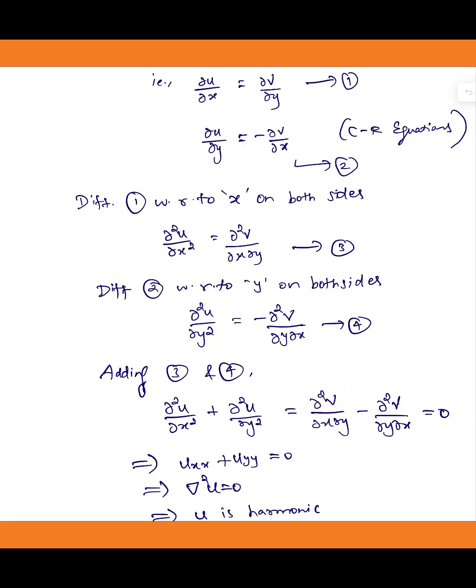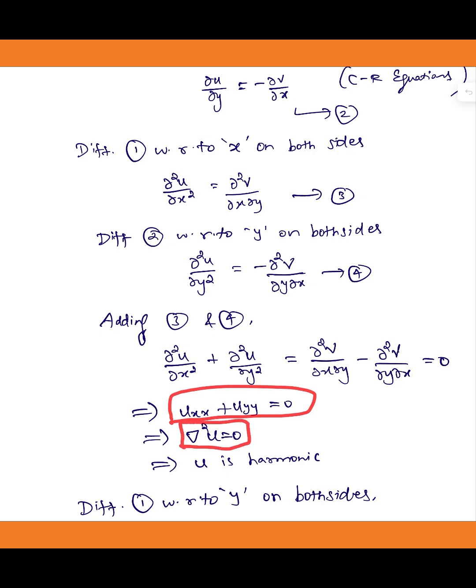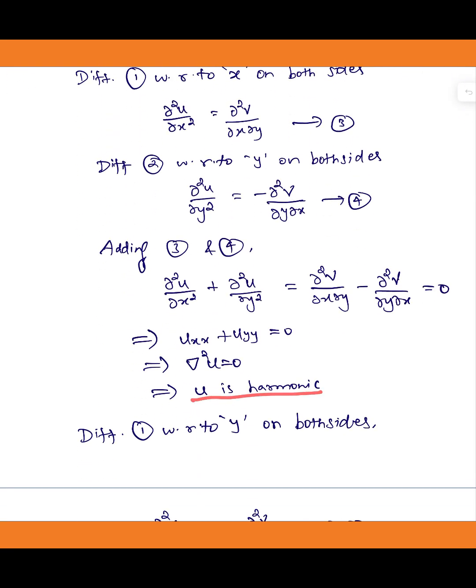So you have ∂²u/∂x² plus ∂²u/∂y² equal to 0. That means u_xx plus u_yy equal to 0, which is del squared u equal to 0, which is the Laplace equation. So u is harmonic. Now we want to prove v is also harmonic.